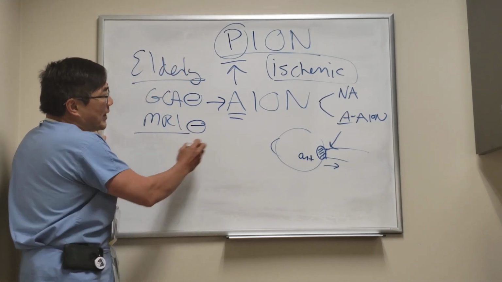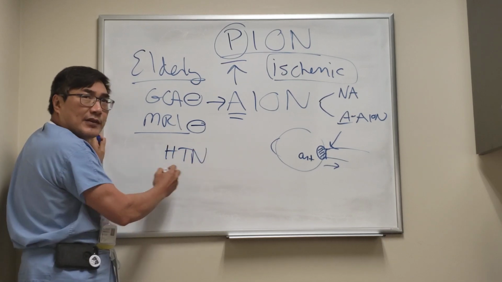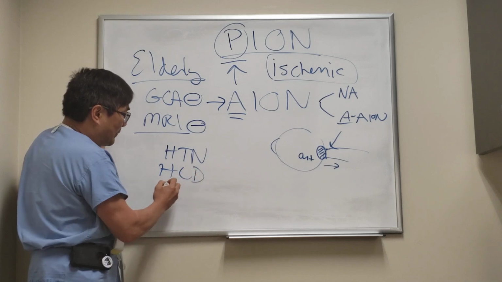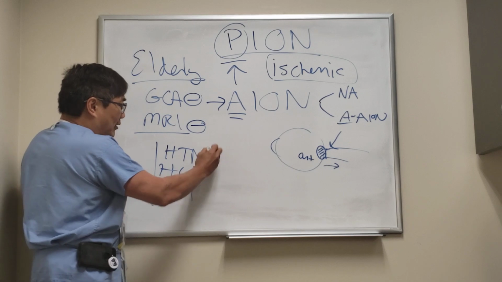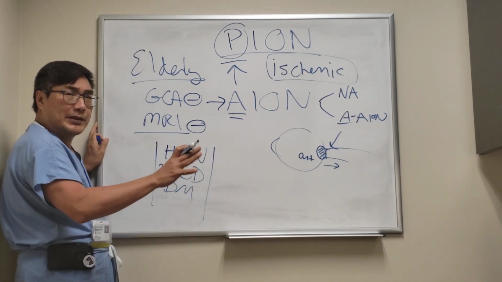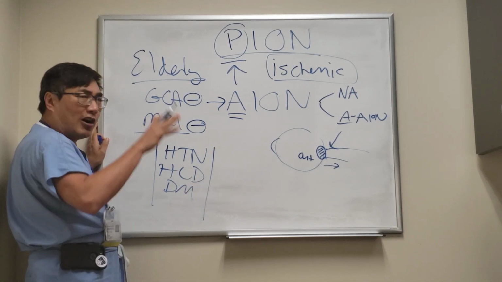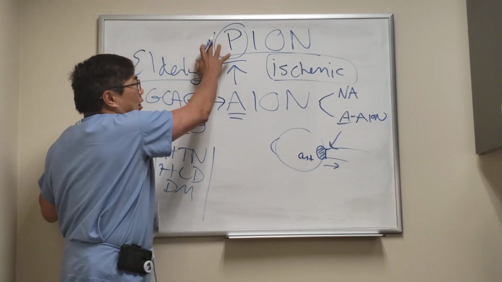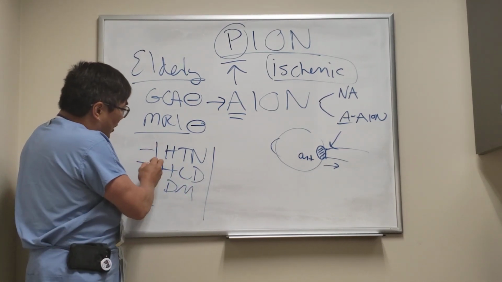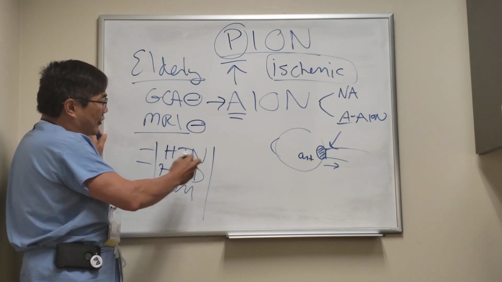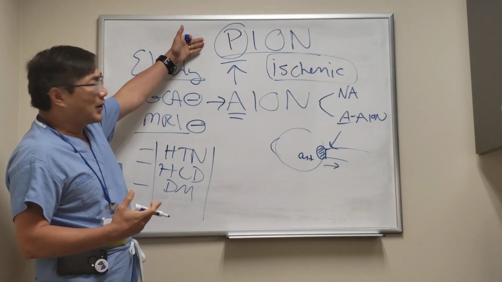The risk factors for PION are the same risk factors as AION, the typical vasculopathic risk factors: hypertension, hyperlipidemia, diabetes, smoking, atherosclerosis. But it can also occur after surgery, any kind of surgery, but usually general surgical procedures, especially spine surgery and cardiac surgery. But anything that lowers your blood pressure can cause PION. You should also know that PION can occur after hemodialysis, and any cause of hypotension or blood loss can result in PION.